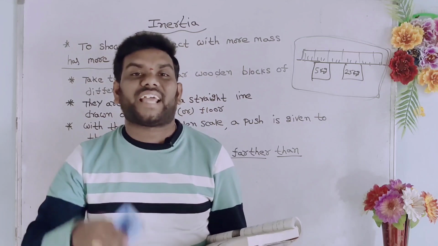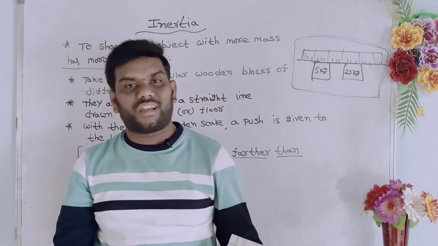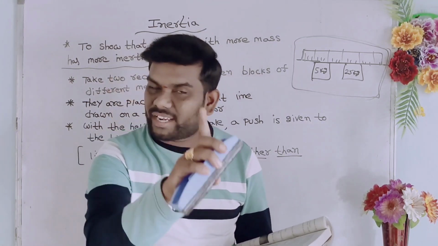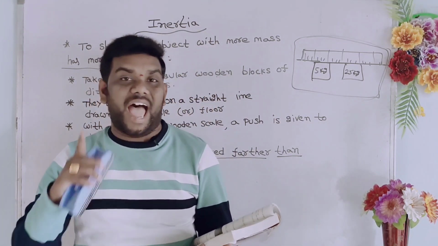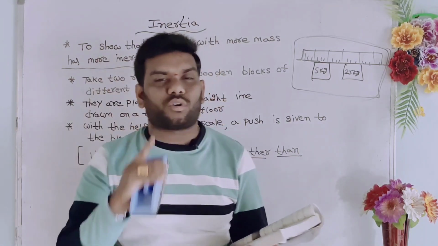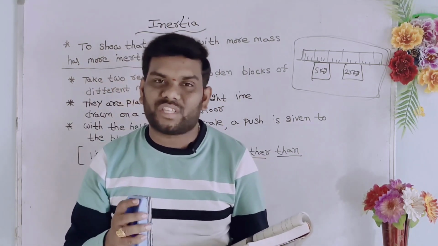Inertia. What is activity 2? Inertia. What is activity 3? Inertia. Activity 1 explains about inertia of rest. Activity 2 explains about inertia of motion. Activity 3 explains about inertia depends on mass of the body.